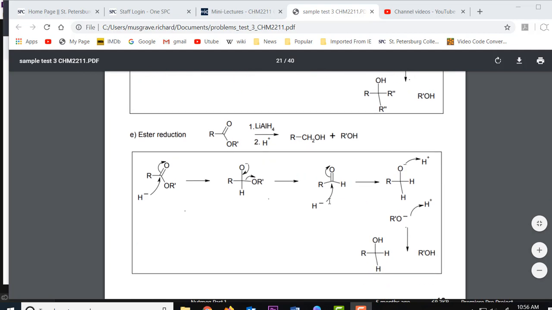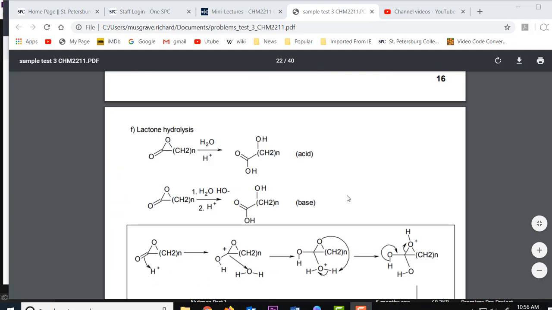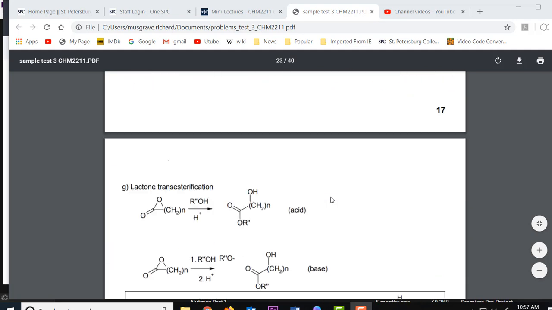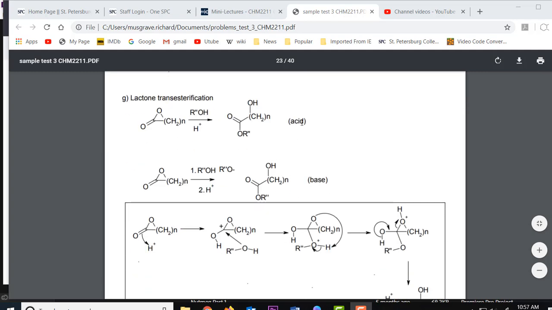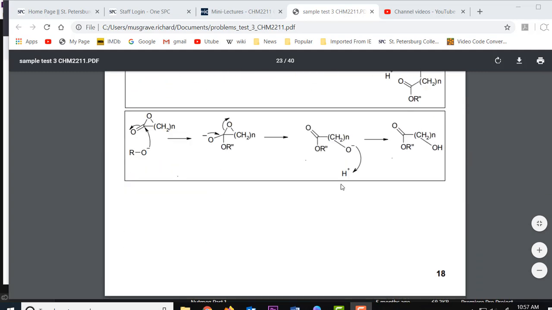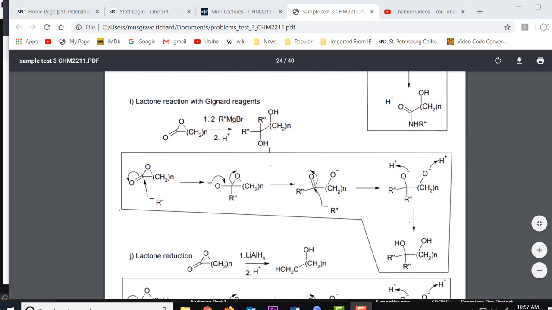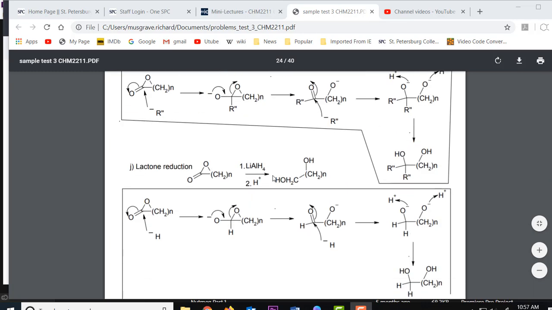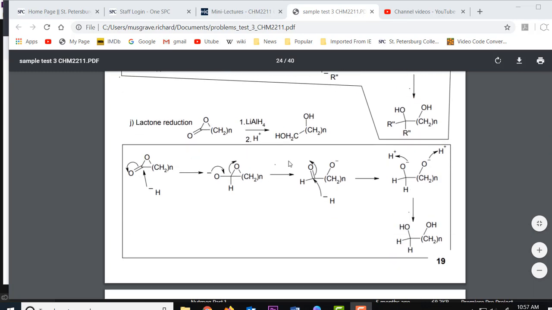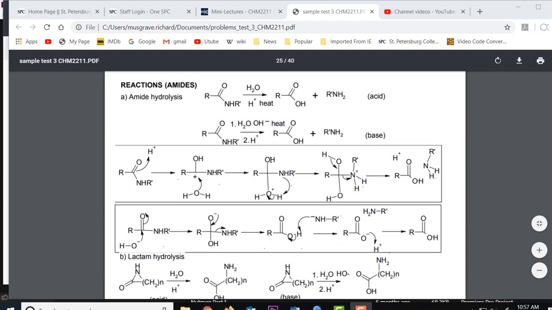Ester reduction, I call that basic as well, basic or oddball, but generally basic. Lactone hydrolysis, we've got an acidic and a basic mechanism there. Lactone transesterification, acid and base. Lactone amidation, that's going to be acidic. Lactone with Grignard, I'd call that basic slash oddball. Lactone reduction, I call that basic slash oddball as well.